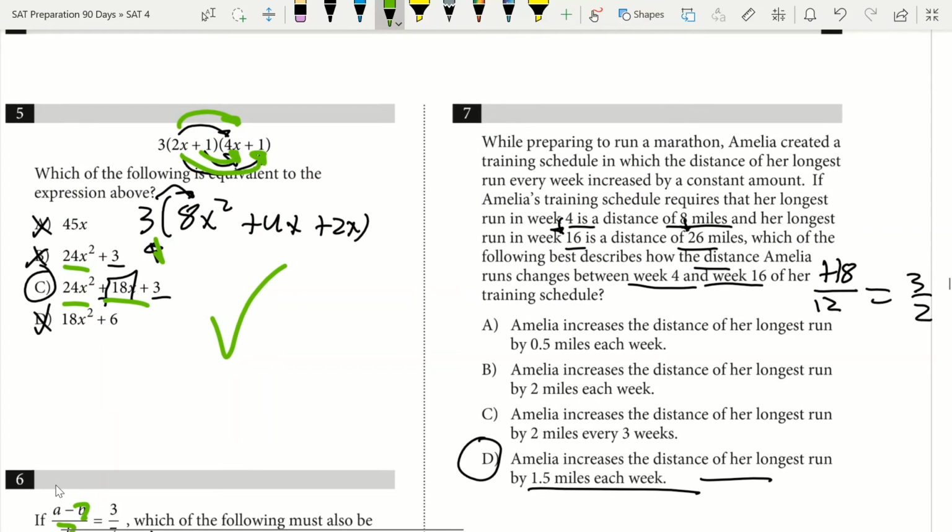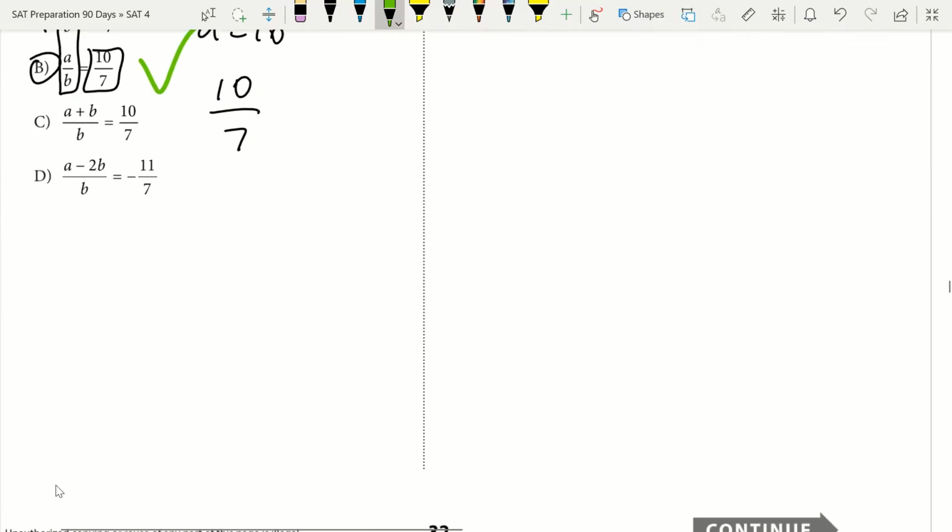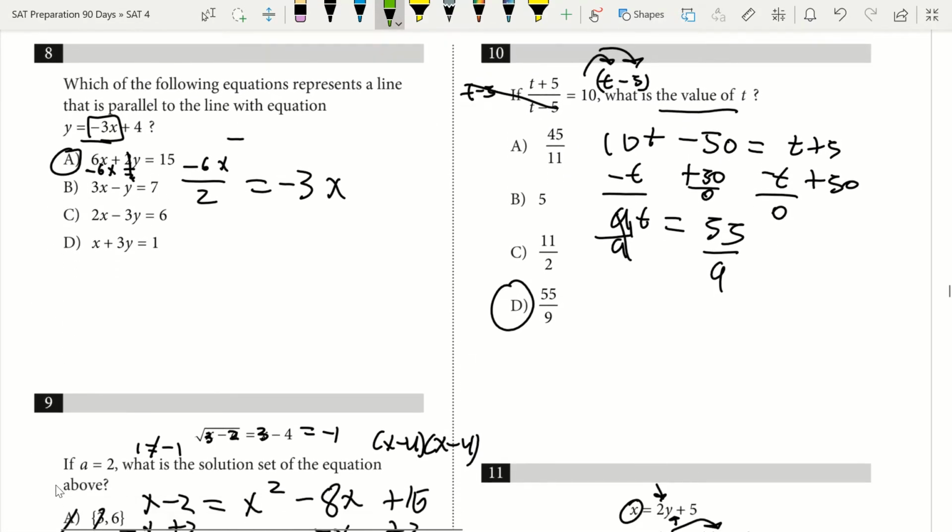Number 7. Got a word problem. I see week 4, her distance is 8 miles. Week 16, it's 26. That's an increase of 18 over 12 weeks, which is an increase of 3 over 2, which is 1.5. So that one's also checked. D is correct there.